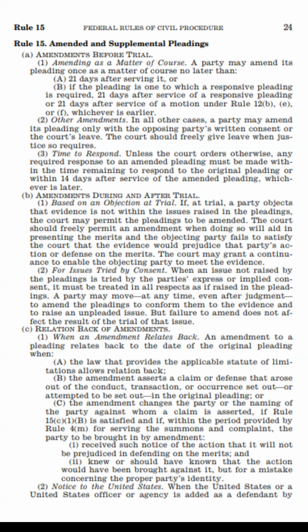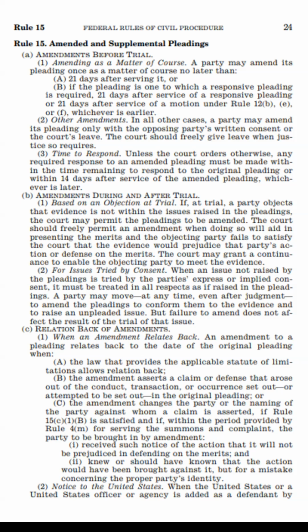The amendment changes the party or the naming of the party against whom a claim is asserted, if Rule 15(c)(1)(B) is satisfied and if, within the period provided by Rule 4(m) for serving the summons and complaint, the party to be brought in by amendment: 1. Received such notice of the action that it will not be prejudiced in defending on the merits, and 2. Knew or should have known that the action would have been brought against it, but for a mistake concerning the proper party's identity.